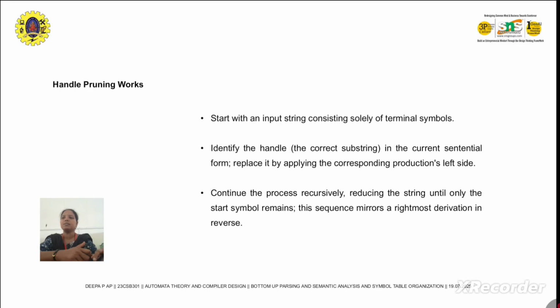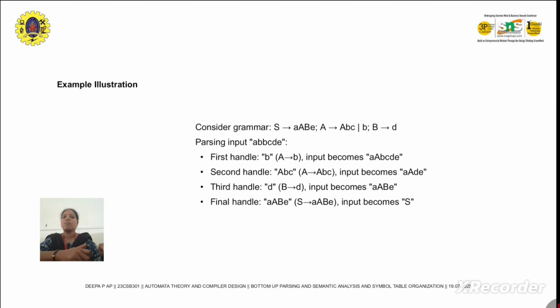Let us understand this with an example. Consider a grammar with productions for S, A and B. The example is given in the slides. Now the input string is a, b, b, c and e in alphabetical order. First we identify the handle b using the production rule A tends to b. We reduce the b into A.